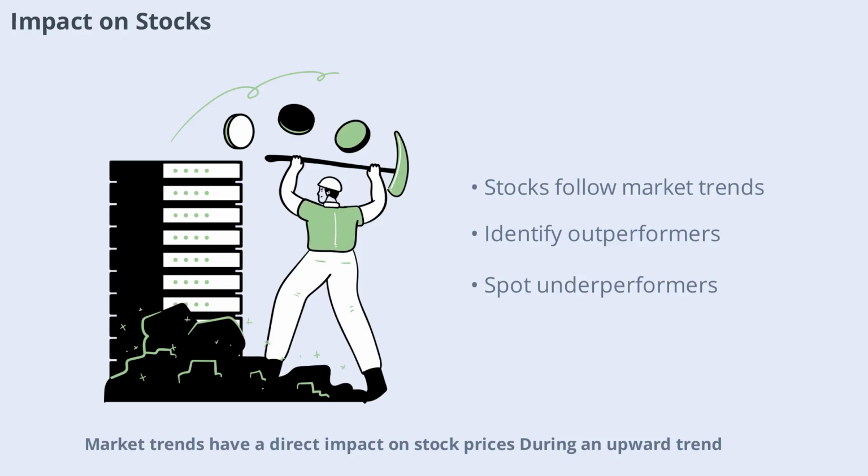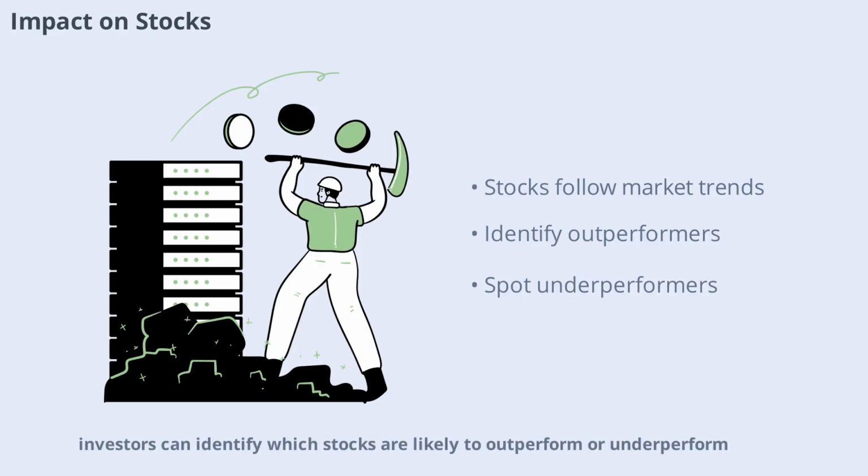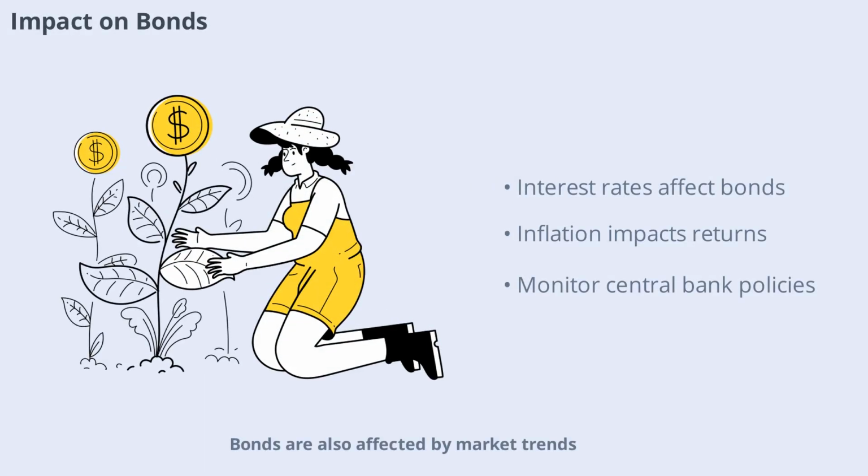Market trends have a direct impact on stock prices. During an upward trend, most stocks tend to rise while a downward trend can drag prices lower. However, not all stocks move in the same direction or at the same pace. By analyzing trends, investors can identify which stocks are likely to outperform or underperform, helping them make more strategic investment choices.